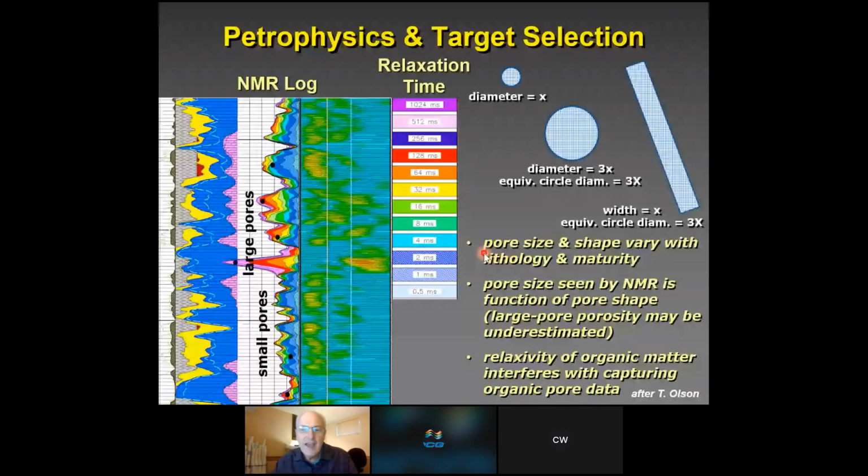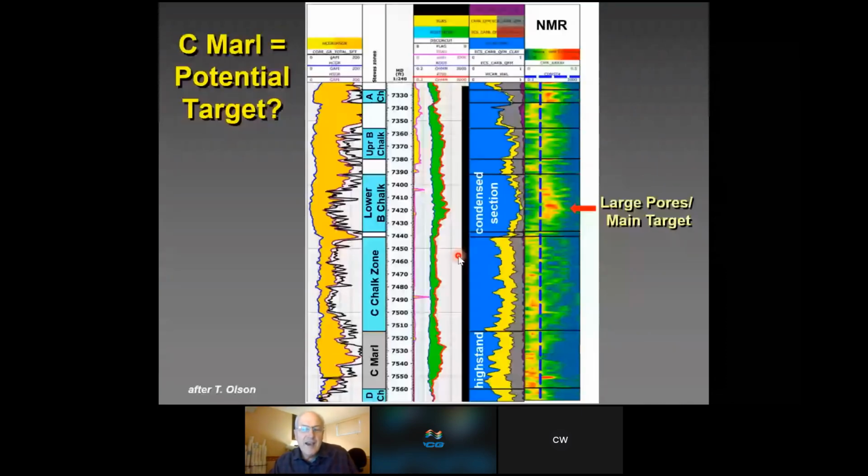Well, let's bring in more data. So again, here's my chalk. This is the lower B chalk. It's a condensed section, more carbonate, less clastics. NMR log is saying it's large pores. That should be our main target.